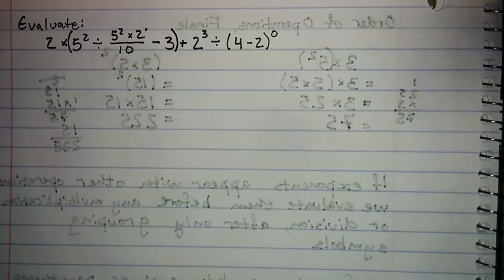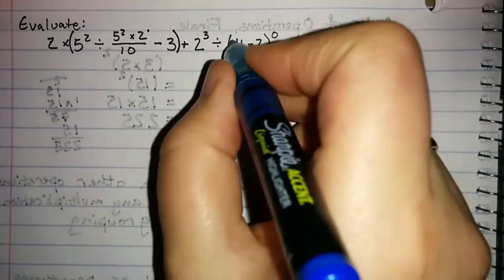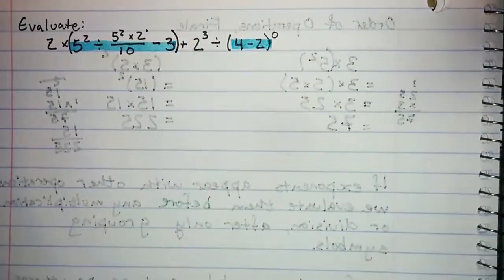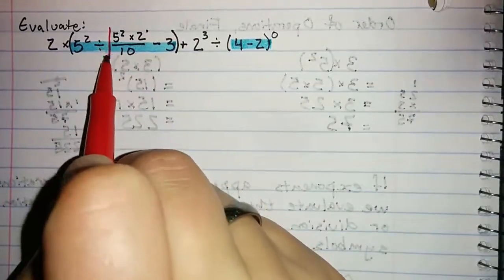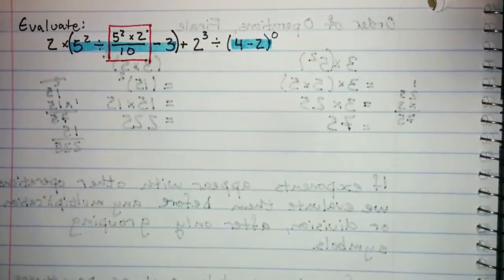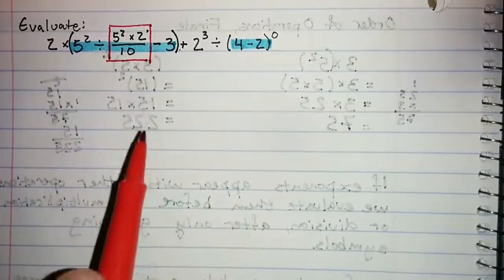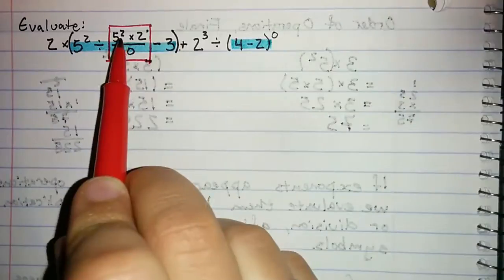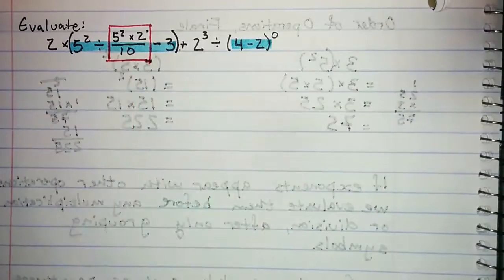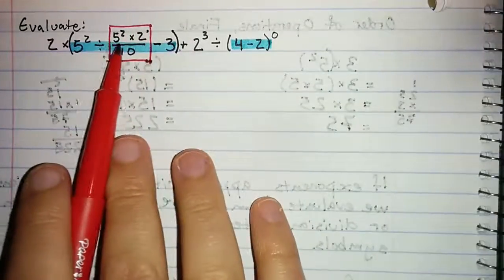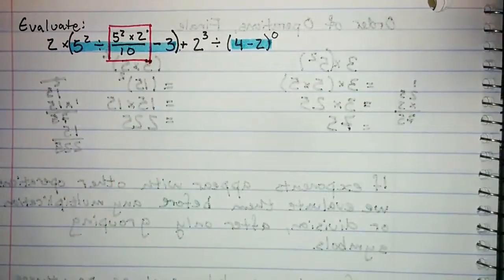We see, of course, these parentheses, and inside here we see this division bar. This division bar is inside another set of parentheses. This is our innermost grouping symbol. So we're going to take this and we're going to evaluate this expression first.